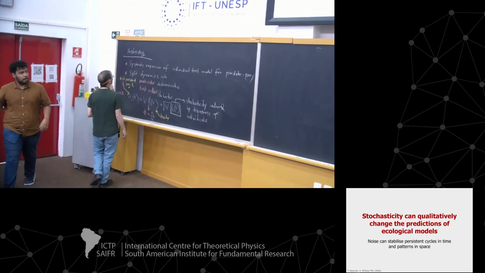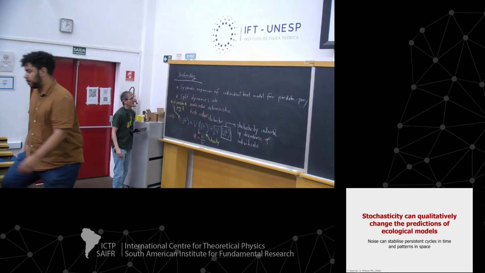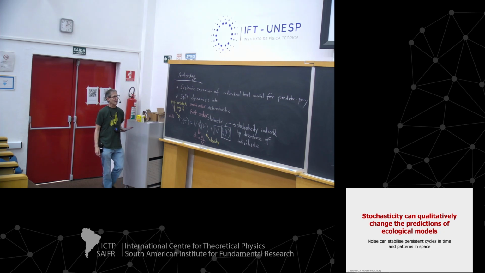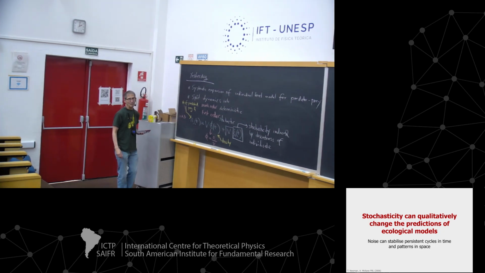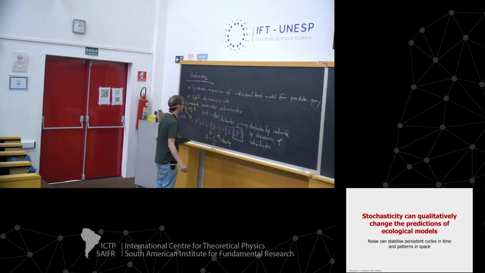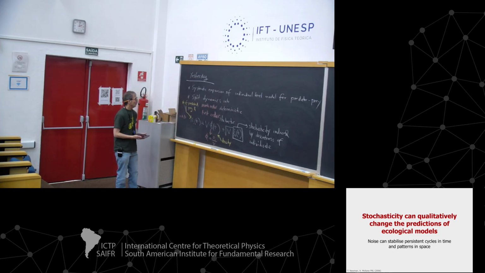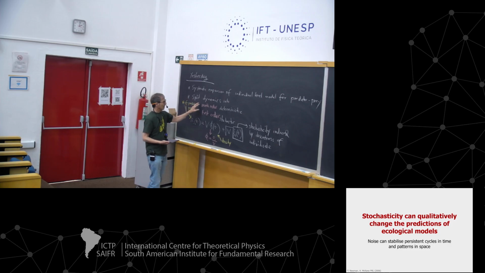Okay, so yesterday we discussed how to make an individual level model for predator-prey. We discussed various ways to approach it analytically, and I showed you that we're going to try a systematic expansion of the individual level model. We're going to split the dynamics into an expansion where the zeroth order is going to be the deterministic part. The first order will turn out to be the lowest order contribution to the stochastic part.